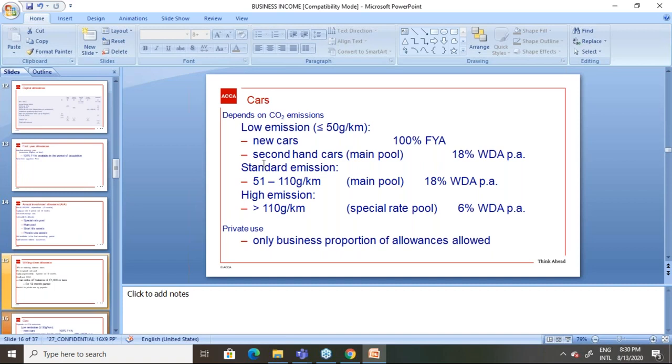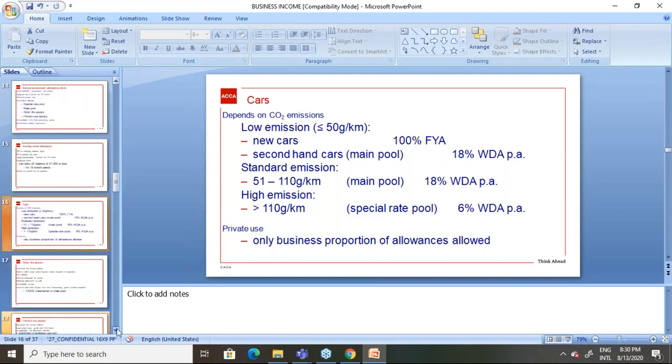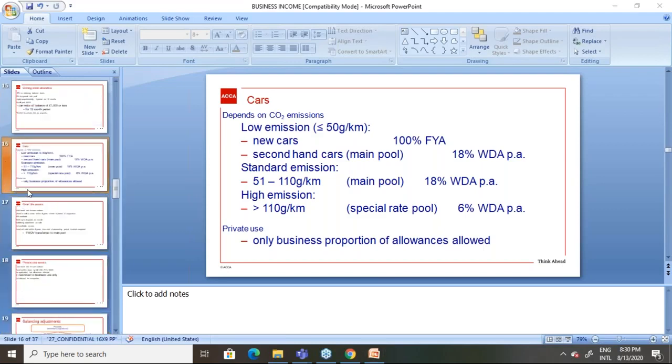Accordingly, we can identify low emission motor cars, high emission motor cars and moderate emission motor cars. So what is a low emission motor car? A low emission motor car is a situation where the carbon dioxide emission is equal to or less than 50 grams per kilometer. If it is a low emission car, then you need to check whether it's a new car or a second hand car. If it is a new low emission car, you can claim first year allowance of 100%.